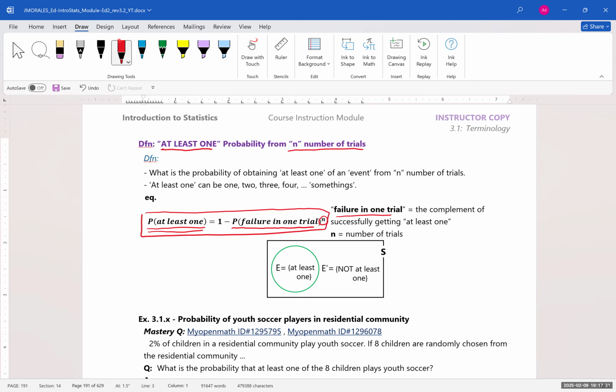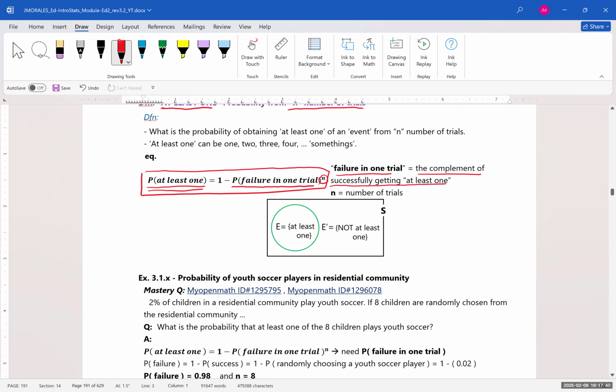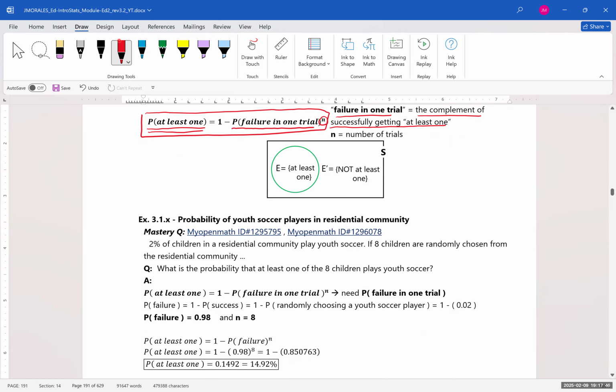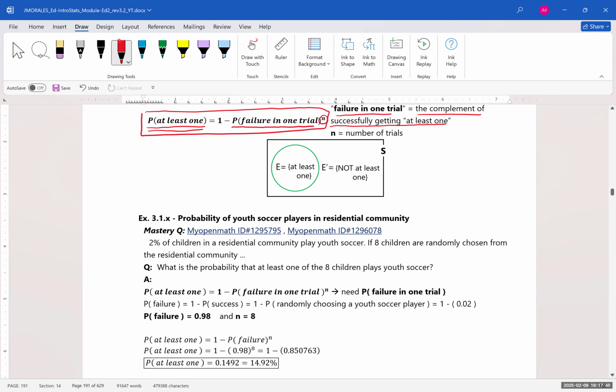So the failure in one trial is equal to the complement of successfully getting at least one success of that event. So let's try and learn this concept through some examples. In this example, we're looking at the probability of youth soccer players in a residential community. 2% of children in a residential community play youth soccer. If 8 children are randomly chosen from the residential community, what is the probability that at least one of the 8 children plays youth soccer?